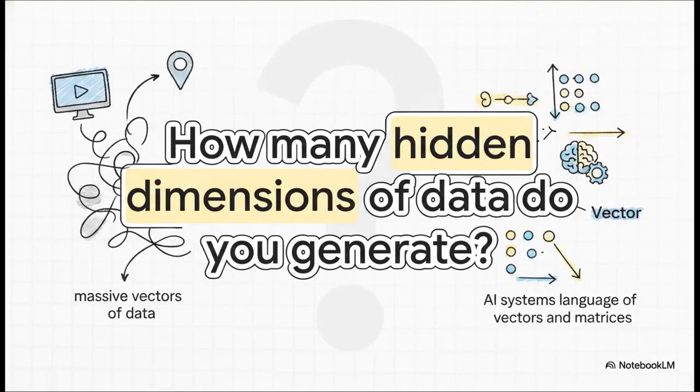So, as we wrap up this explainer, I want to leave you with this one thought. Every single time you browse the web, use a map, or stream a video, you are generating massive vectors of data. But how much of that is redundant? How many true hidden dimensions of data are you actually generating every single day? And how might the AI systems running our world be using the elegant rules of linear algebra to compress and make sense of your digital footprint right at this very moment? It is so fascinating to think that behind the magic of AI, it all really comes down to translating our messy reality into the beautiful, structured language of vectors and matrices.